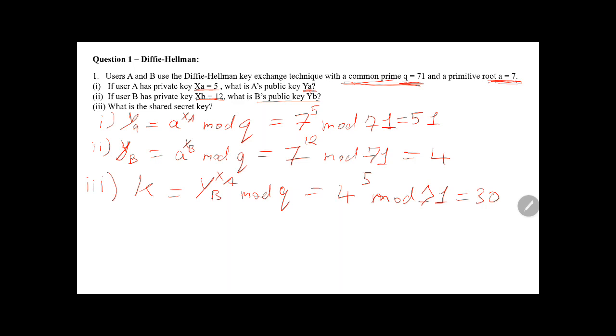So in other words, since we used here A's private key in order to get this shared secret key, if B wants to get the shared secret key, it has to do the following. It will put here instead of B's public key, A's public key, and it will put B's private key instead of A's private key, instead of this XA. It will be XB, modulus the same Q, which is the common prime. And by the way, it will give the same exact value, which is equal to 30.